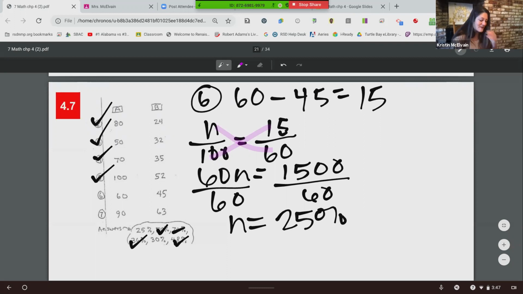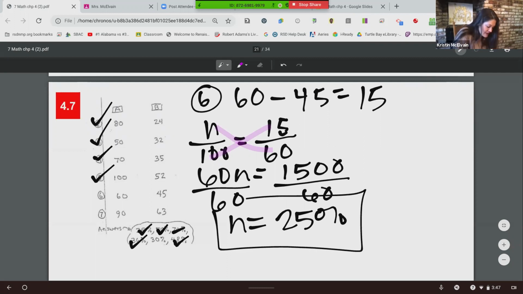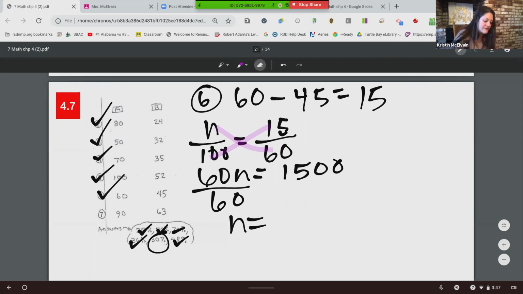All right. So if I were to divide 60 by 4, it would be 15. That's my 25%. Okay. Got that one there. That means number 7 should come out to 30%. Let's see if it does.